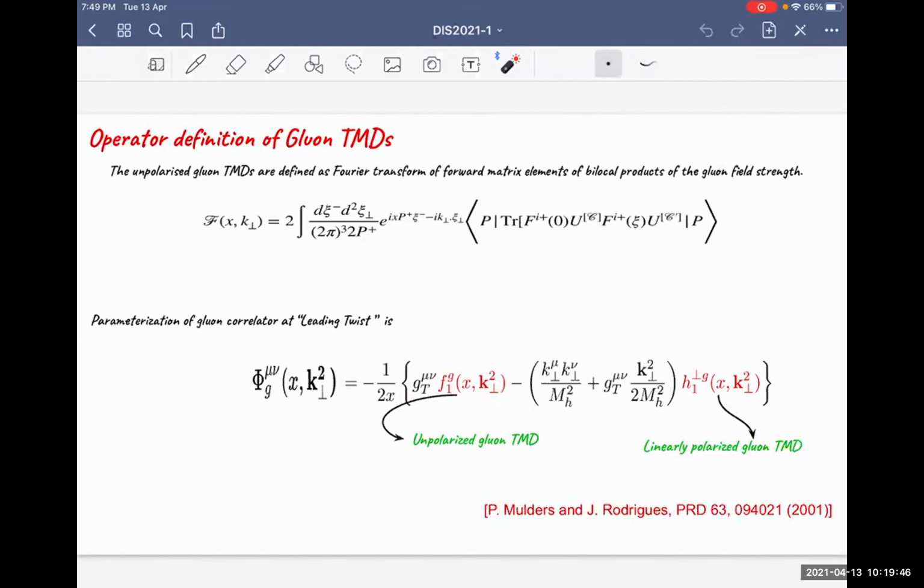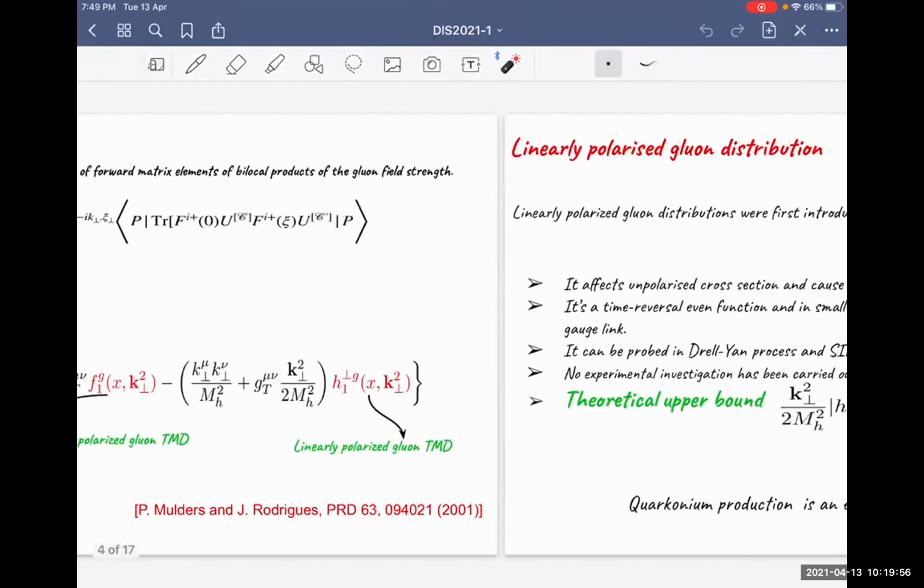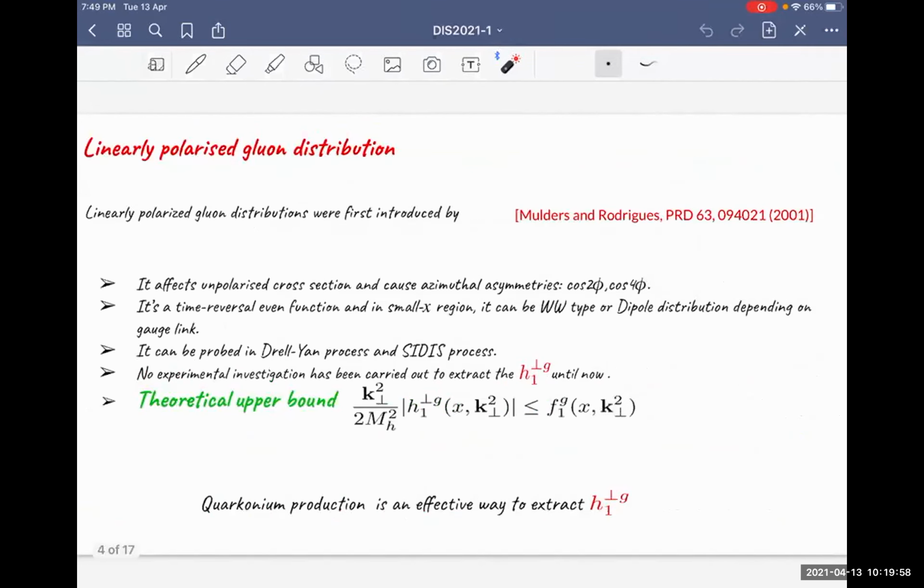These are the only two TMDs that provide the essential knowledge on the transverse dynamics of the gluon content of the proton. Various methods have been proposed to measure both these gluon TMDs in the last few years, but the linearly polarized gluon TMDs have attracted a lot of interest.